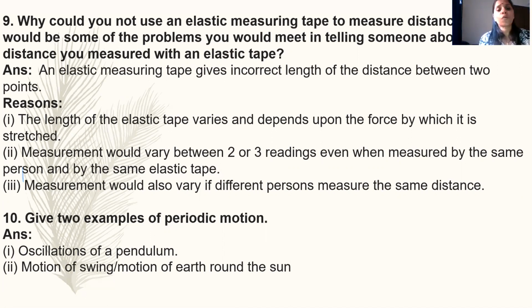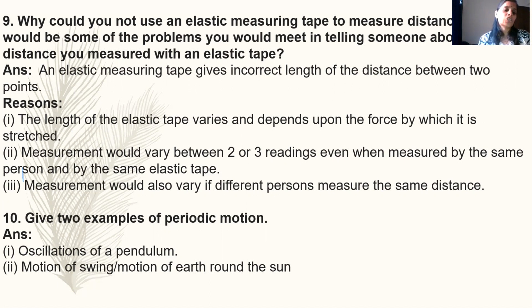Measurement would vary across 2 or 3 readings even when measured by the same person and by the same elastic tape. Sometimes you may apply more force, sometimes less force. So you will not get the exact result. Measurement would also vary if different persons measure the same distance.